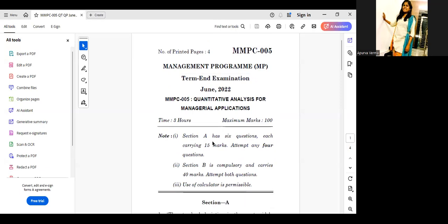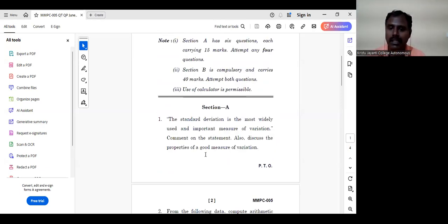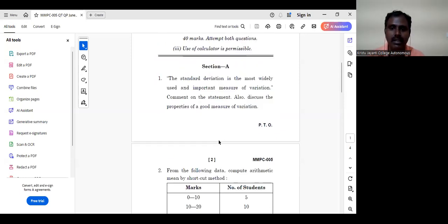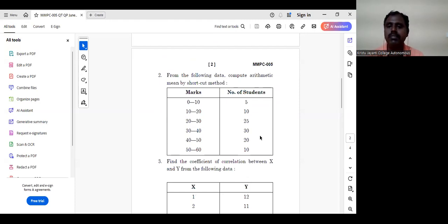Yes, sir. It is the June 2022 questions. Okay. So there also they asked some theoretical questions. They asked related to the standard deviations. And one question they asked here: calculate the arithmetic mean by using the shortcut method. Okay, you can see here, compute the arithmetic mean by using the shortcut method.